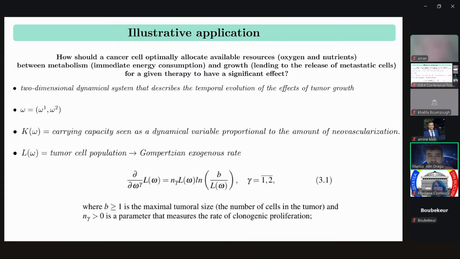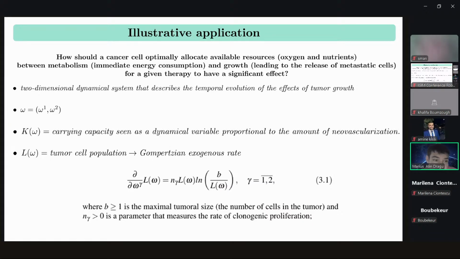As an application for this theory, we consider a dynamical model for tumor growth, which starts with the following question: how should a cancer cell optimally allocate available resources between metabolism and growth for a given therapy to have a significant effect? To address this problem, we consider a two-dimensional dynamical system that describes the temporal evolution of the effects of tumor growth. So we have two times, omega 1 and omega 2. Omega 1 is associated with observer time, and omega 2 is associated with intrinsic time.